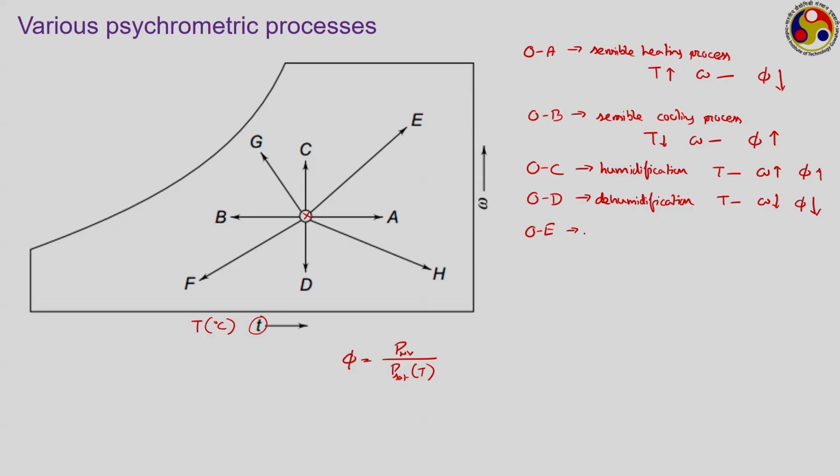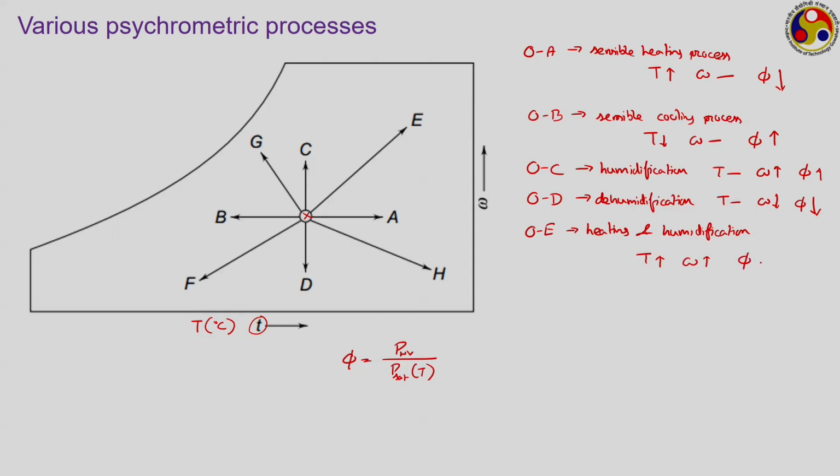Now, let us pick up O to E. What is happening during this process? Both temperature and omega are increasing. So, we should call this one a heating and humidification process. In the previous lecture, we have seen this particular process and also solved one numerical problem on this. So, during this process temperature increases, omega also increases.